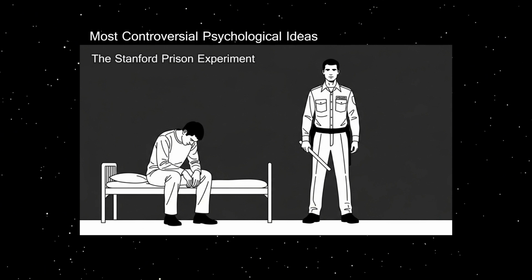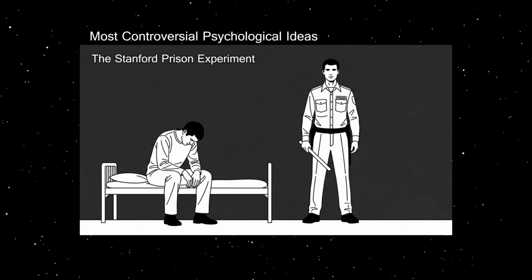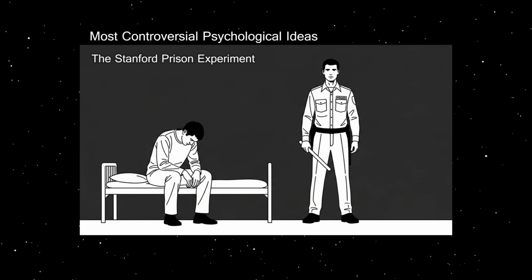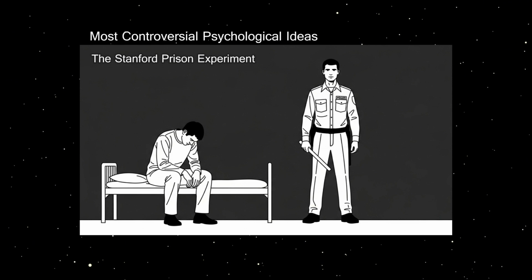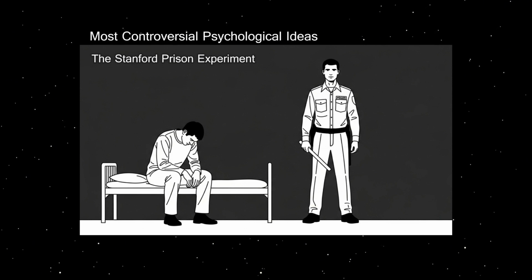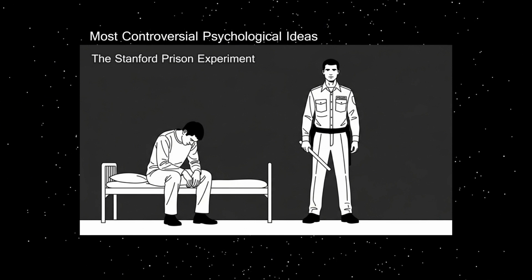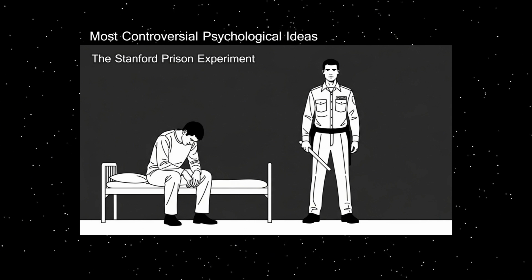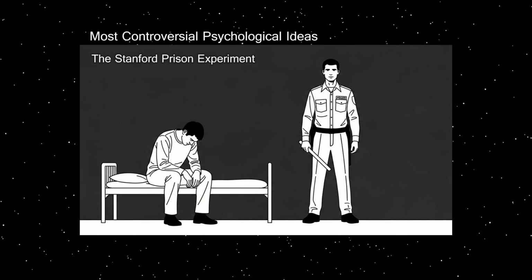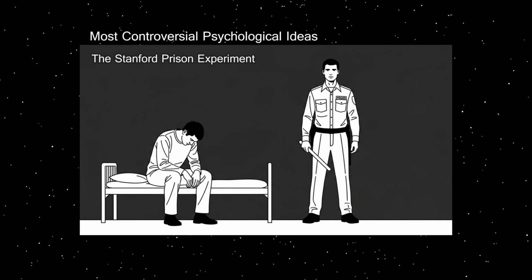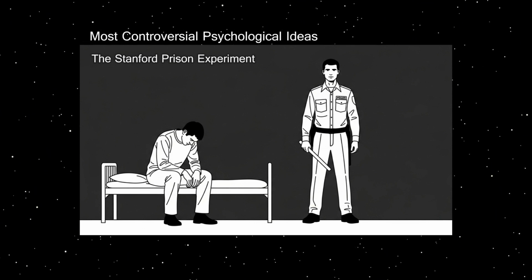The guards were given uniforms, mirrored sunglasses to prevent eye contact, and batons, and were told to maintain order without using physical violence. What happened next shocked even the researchers. Within just a few days, the guards began to adopt increasingly authoritarian and abusive behaviors. Some became cruel, subjecting prisoners to psychological humiliation, arbitrary punishments, and manipulative tactics to assert dominance.